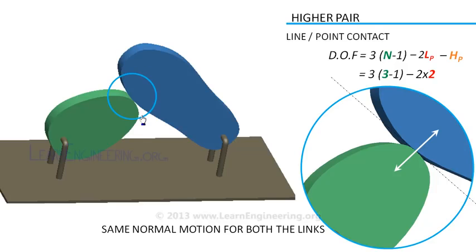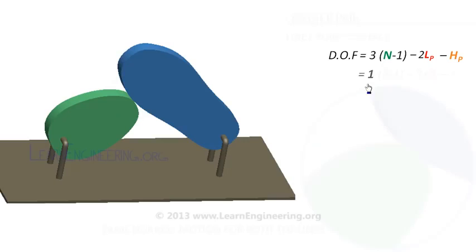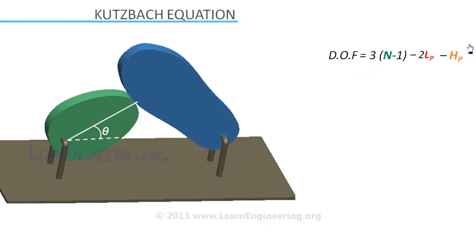So this mechanism has got 1 degree of freedom. Means, by knowing the position of only 1 cam, we can completely determine this mechanism. So this is the equation to find out the degree of freedom of a planar mechanism, known as Kutzbach equation.